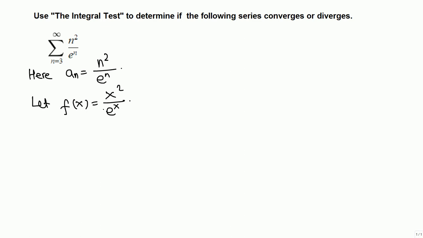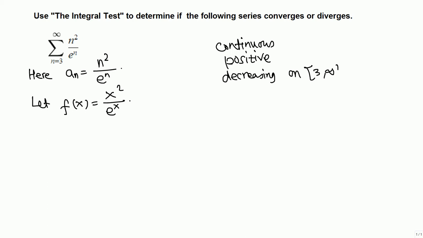Now we need to show f is continuous, positive, and decreasing on the interval 3 through infinity. Look at this sum, 3 through infinity. So on 3 through infinity. Let's go for the continuity part.